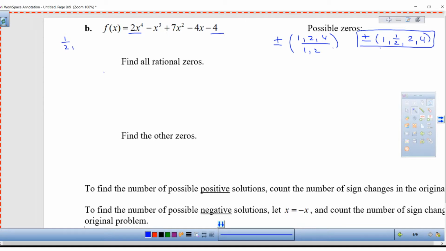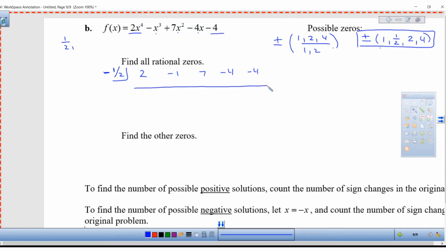The reason I started with the fractions is because Weber State usually has the fractions. I wouldn't normally do that. I would try the 1, the 2, and the 4, and then I would resort to the 1/2. But I just knew what to do on this one. So 4, 3, 2, 1 constant. I'm not missing anything. Coefficients are 2, negative 1, 7, negative 4, negative 4.